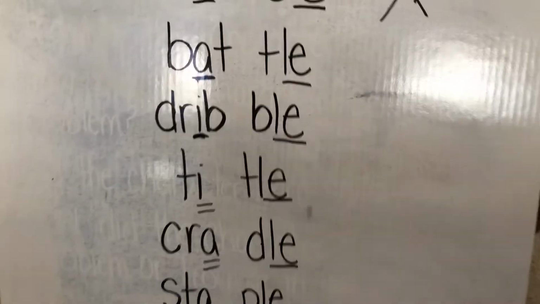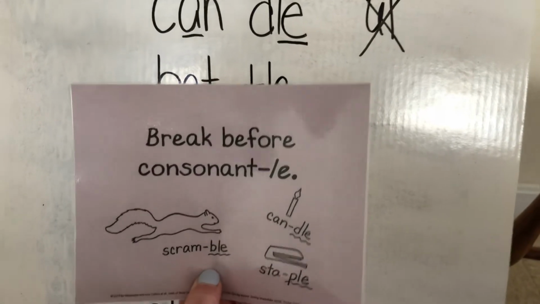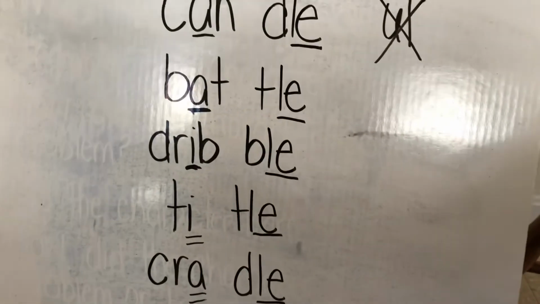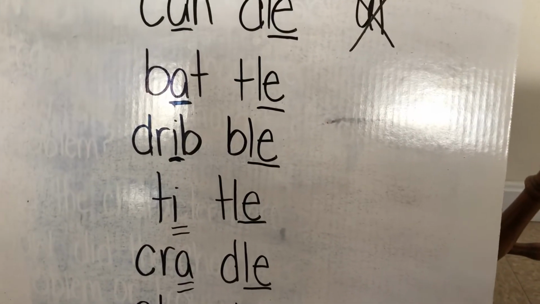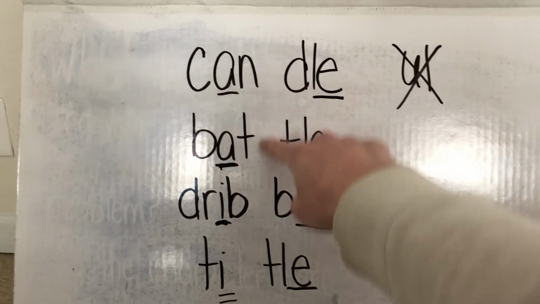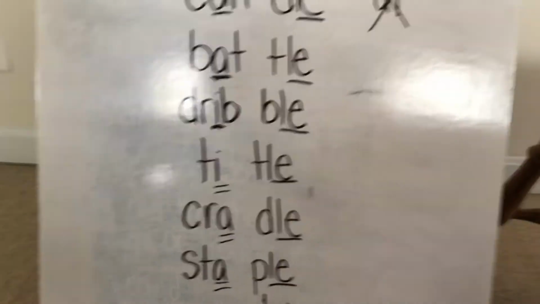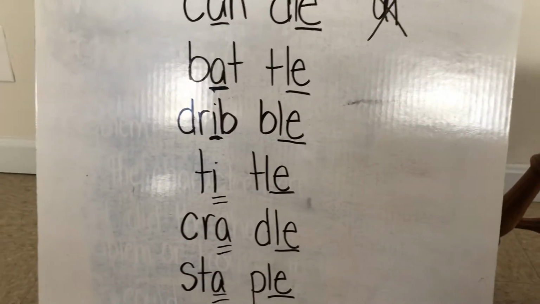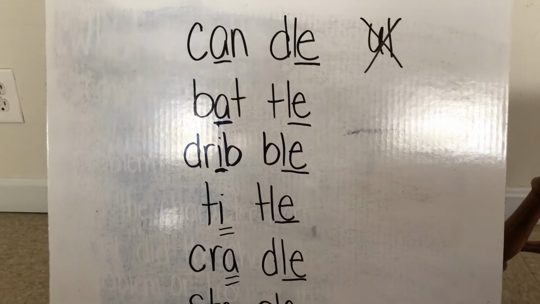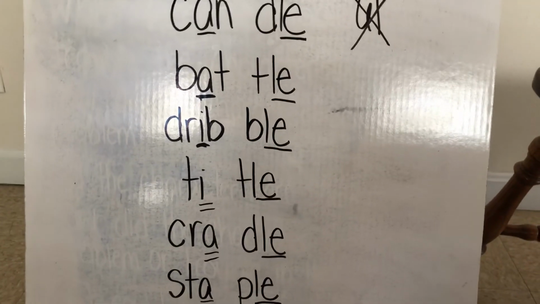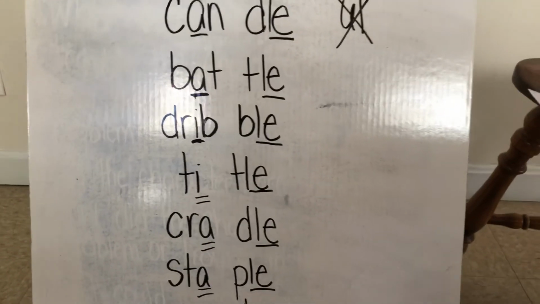So I'm going to add this strategy to our chart as well. We know to break before consonant LE and listen for what sound the vowel makes, whether it's going to be a short sound or a long sound. And if it doesn't sound right, we can always try it the other way until we figure out the word. So keep this in mind as you do the next activity that I'm posting on the next slide.